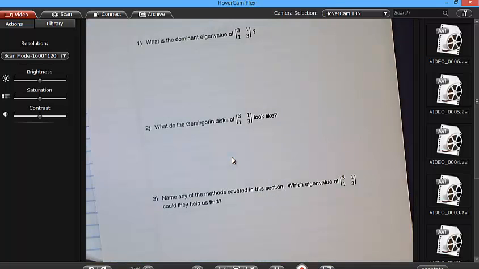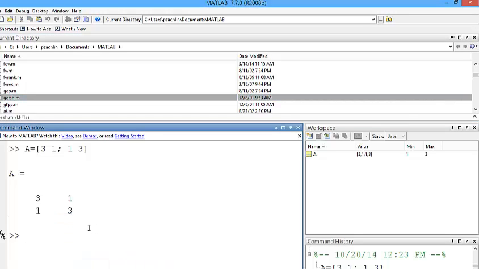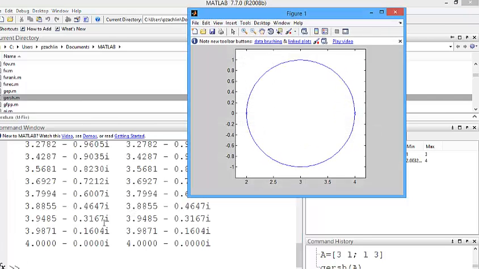Now, for this example, well, let's do it. Here's MATLAB. Let's run Gersh of A. Does it work? Well, it did something. There it is. Okay. So that's the Gershgorin circle for A. Where is it centered?